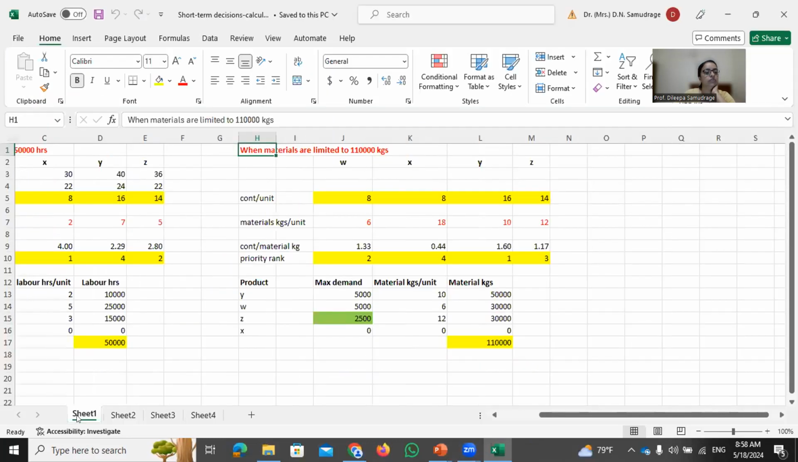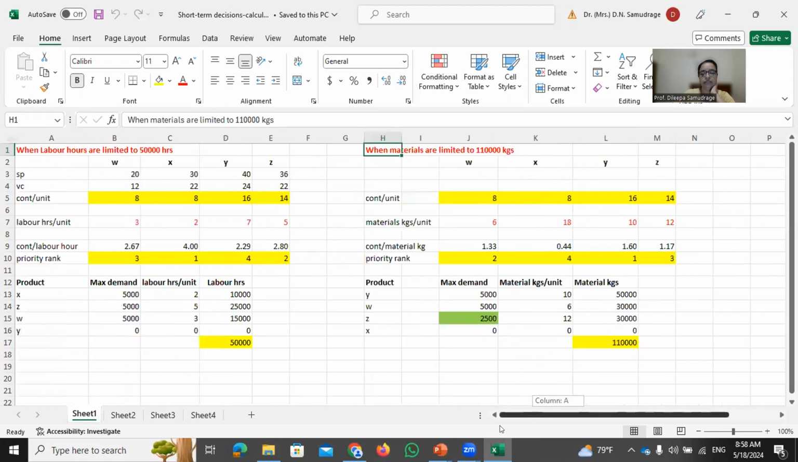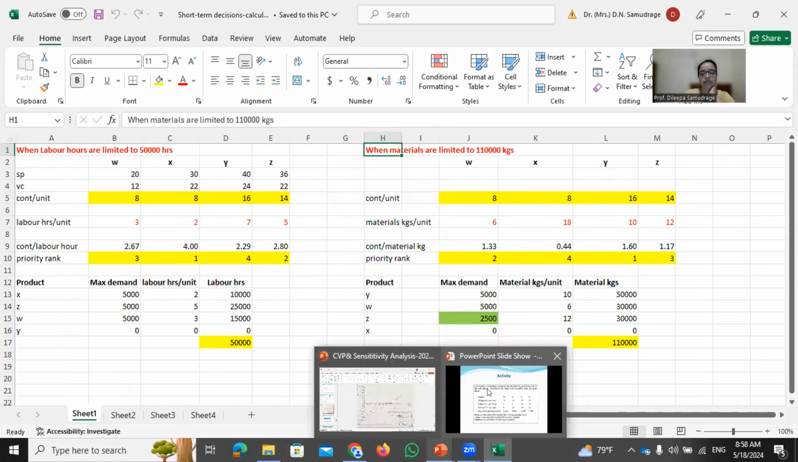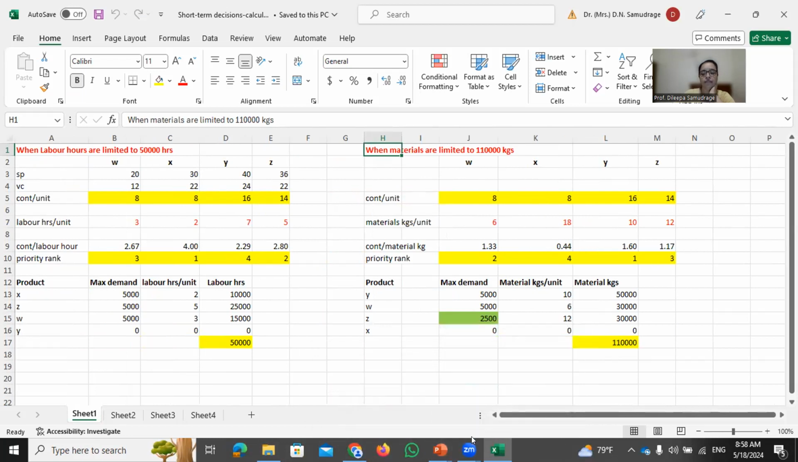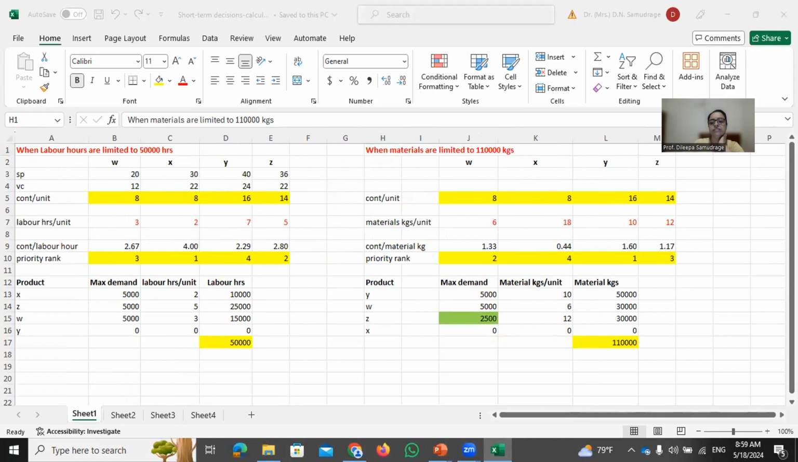Okay. So hope you can see the Excel sheet, right? Can you see the Excel sheet? Yes. Can you see the Excel sheet, please? Tell me whether you can see the Excel sheet. Yes, ma'am. Yes, okay.